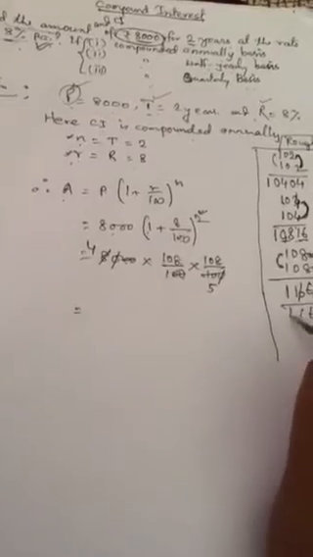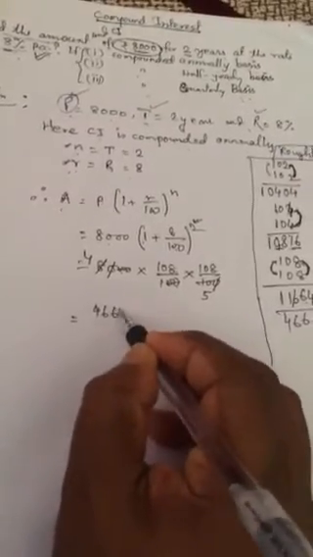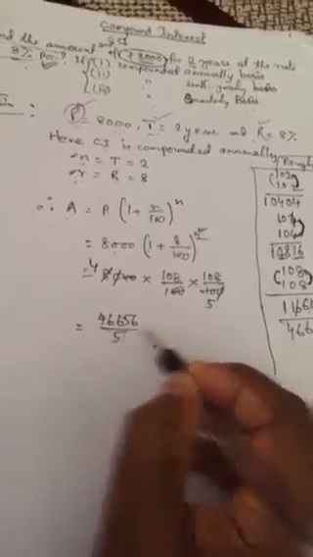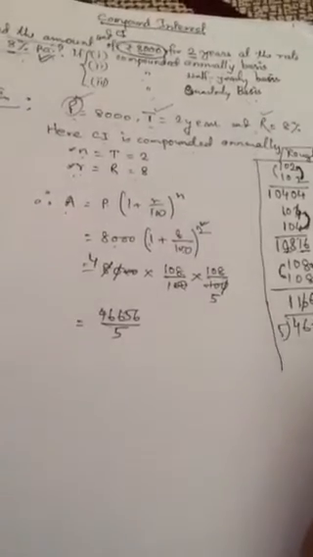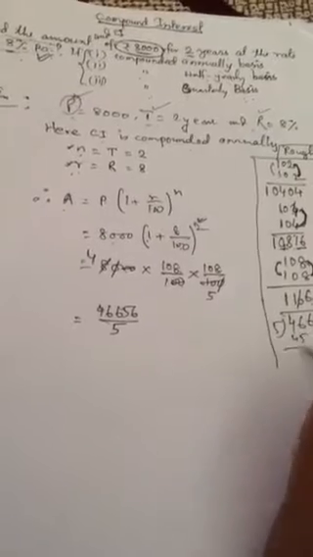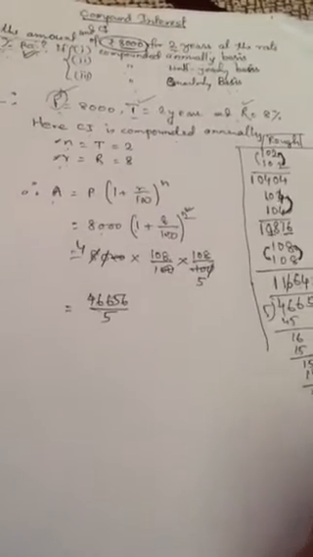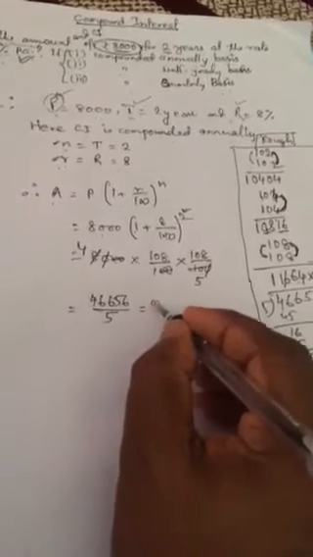So 11,664 again should be multiplied by 8000. 4 4 is 16. Carry 1. Then continue multiplying by 5. If you multiply this by 5, you will get 9 5s are 45, and so on. It will be now 9,331.20.